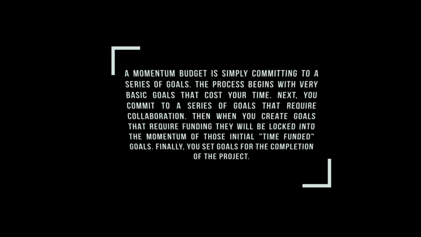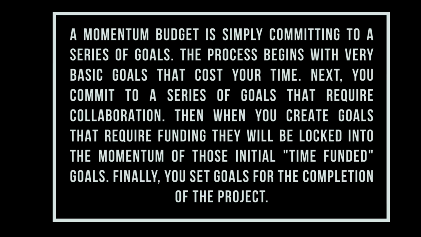So as I said, I work with something I call a momentum budget. It's not pretty. It's easy. It's not easy mentally, but it's very, very doable. And by just setting a series of goals, you can make your film, right? So what is a momentum budget? A momentum budget is simply committing to a series of goals. The process begins with very basic goals that cost your time. Next, you commit to a series of goals that require collaboration. Then, when you create goals that require funding, they will be locked into the momentum of those initial time-funded goals. And then finally, you'll set goals for the completion of the project.